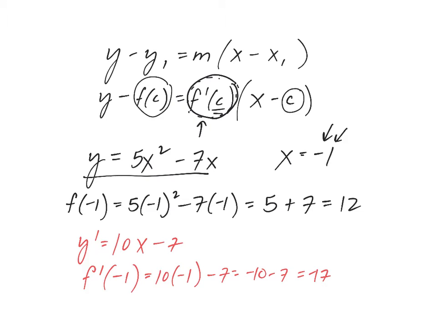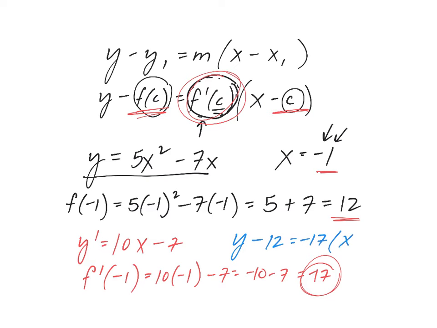So now I have everything I need. I've got my slope, which is negative 17. I've got my y value, which is 12, and my x value, which is negative 1. So to write my equation, I would do y minus the y value, which is 12, equals the slope, negative 17, times the quantity x minus negative 1, which of course I could change to x plus. I'll have to rewrite that. I could rewrite as y minus 12 equals negative 17 times x plus positive 1.